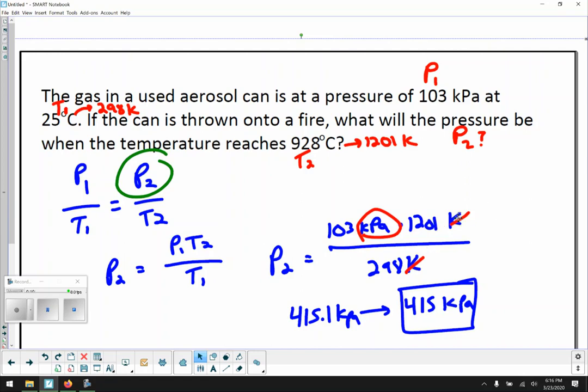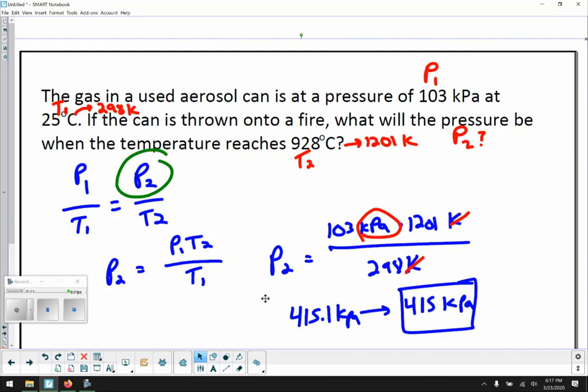Also, you'll note that if you plug in all those numbers, the kelvins cancel out, and what you're left with for our units is kilopascals, which is a pressure. So that's what you would want. You would want kilopascals. We get that, and we see it's 415 kilopascals.